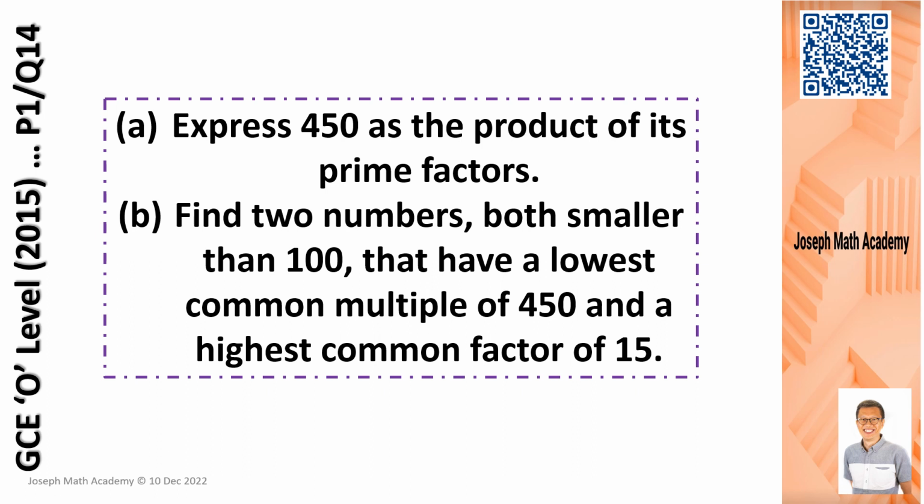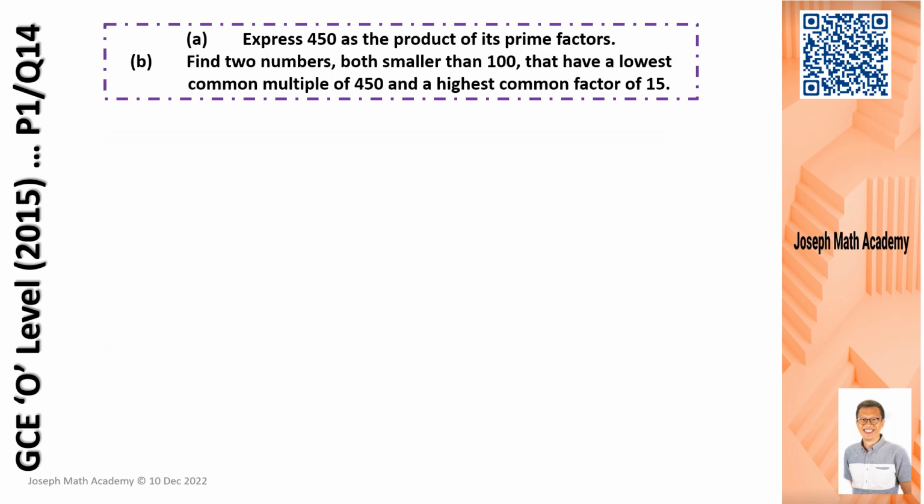And part B, find two numbers, both smaller than 100, that have a lowest common multiple of 450 and a highest common factor of 15. Part B sounds a bit abstract, but can be done, because we have learned LCM, HCF in my previous videos. Okay, let's do part A.